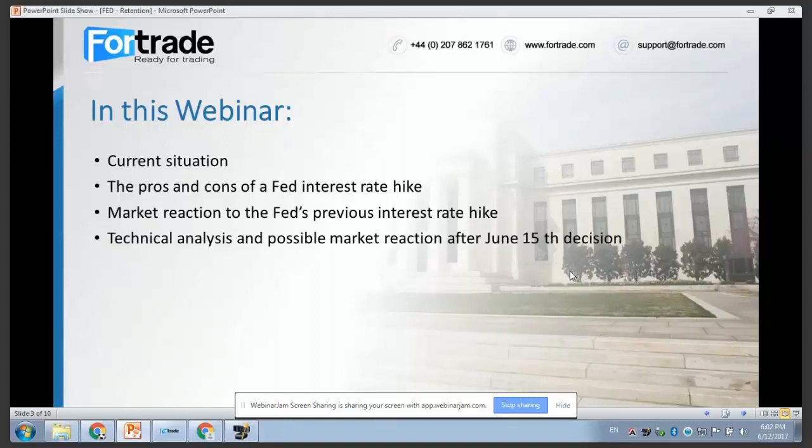Also, we'll mention some previous market reactions to these kinds of decisions in history, and we'll speak a little bit about the technical analysis of a few instruments that are, let's say, most attractive to all traders and that could possibly come into play during the announcement of the Federal Reserve's decision on Wednesday evening, and in the days and weeks after that.